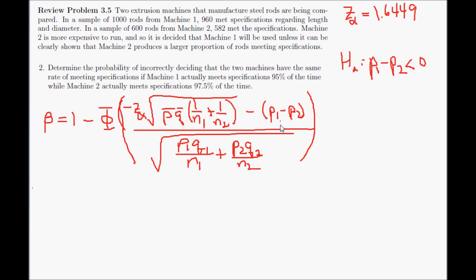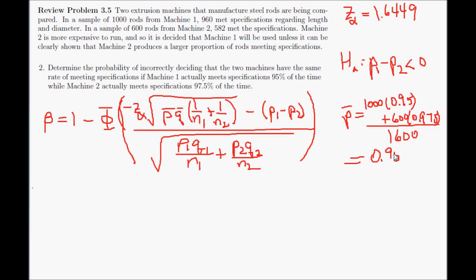Okay, now in the formula here, P bar is equal to the first sample size times the assumed probability plus the second sample size times the assumed probability for that one, divided by the total number of samples, so 1600, and this works out to be 0.959375.